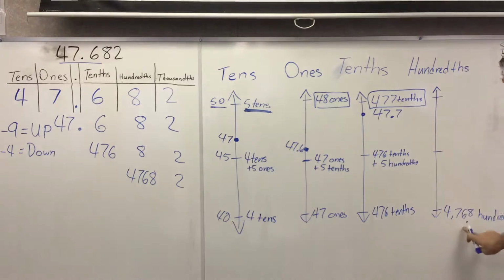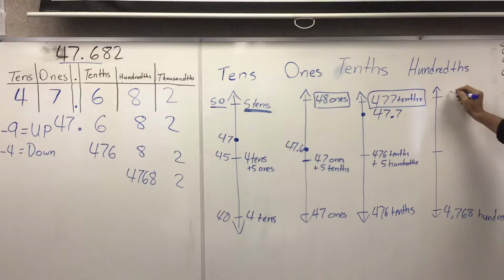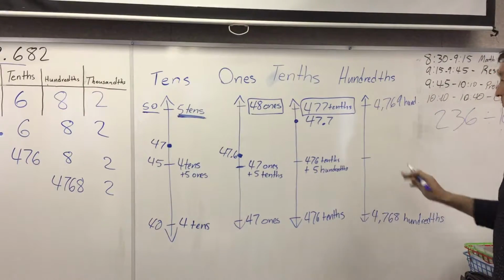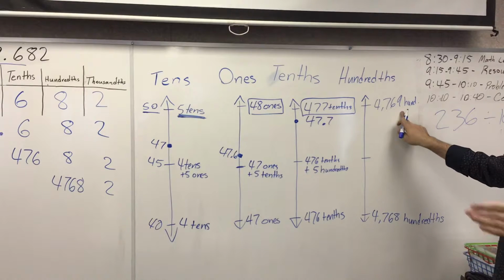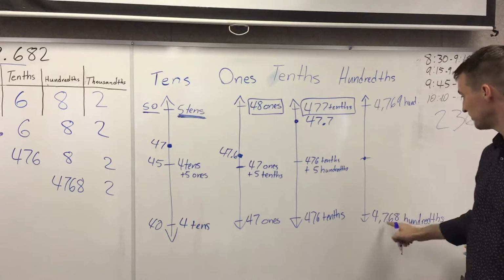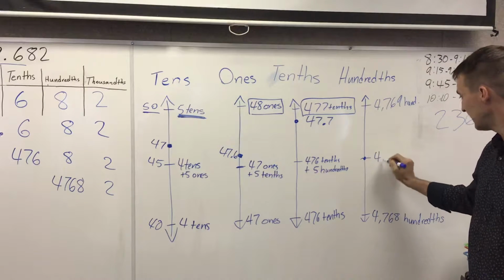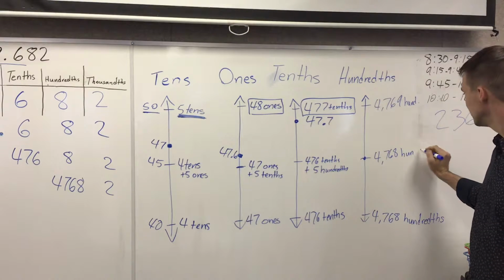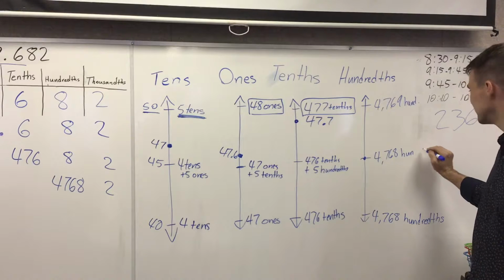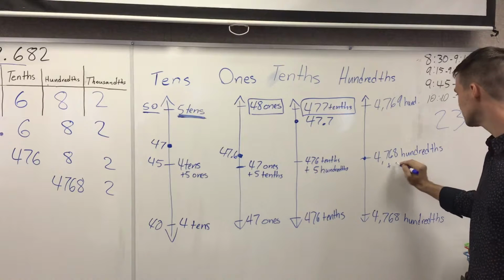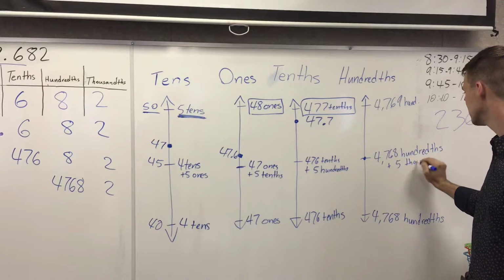And up top, I'm going to write the next one up: 4,769. I'm just going to abbreviate that: 4,769 hundredths. So in the middle, as we've seen before, we take the bottom amount and add 5 of the next unit. So it's going to be 4,768 hundredths plus 5 thousandths.